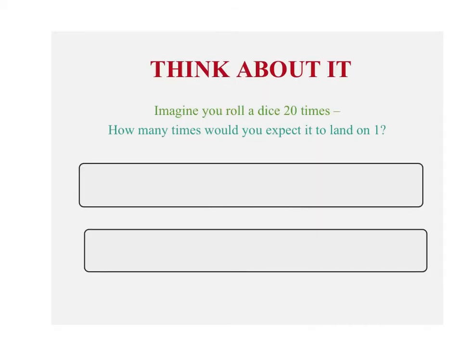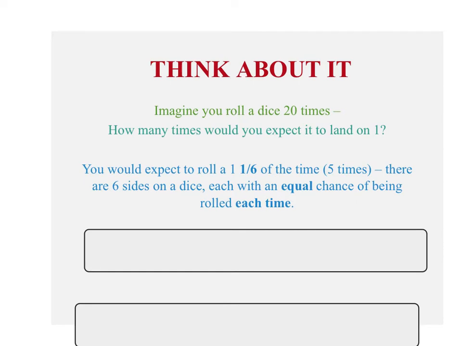So let's start here. Imagine we roll a dice 20 times. How many times would you expect it to land on 1? Just due to the randomness of life, the chance of life, how many times out of 20 would you expect it to land on 1? Now realistically, you'd expect to roll a 1 a sixth of the time. There's 6 sides on a die, and every side has got an equal chance of being rolled each time, and this is important. The rolling of dice is completely random.